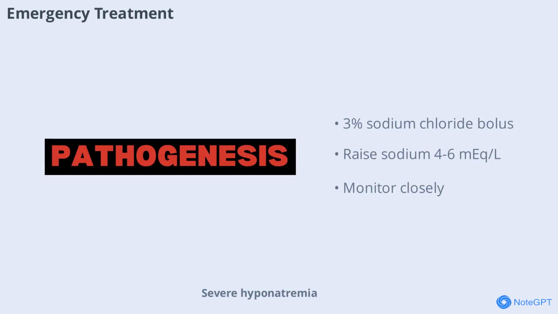Severe hyponatremia, especially with symptoms like seizures or respiratory distress, requires emergency treatment. The goal is to raise serum sodium by 4-6 mmol/L within 1–2 hours using 3% sodium chloride boluses. Airway management, oxygen, and anticonvulsants may also be needed. Frequent sodium checks are essential during the first 24 hours to avoid complications.